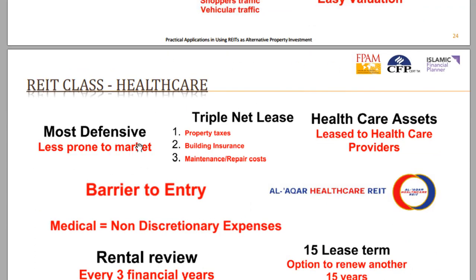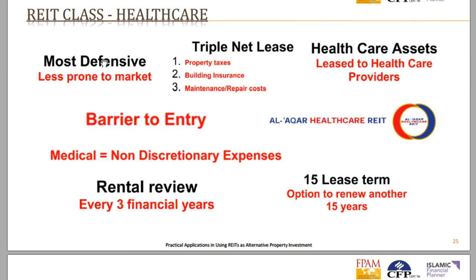Now, healthcare REIT. There's only one healthcare REIT in Malaysia, which is Al-Aqar, and this would be the most defensive. Like industrial REIT, this is also on a triple net lease, meaning that the tenants, instead of the REIT manager, bear all the property taxes, building insurance, and maintenance and repair costs. This is the most resilient, even more than retail REITs, because healthcare is a bit like a basic necessity. They hold private hospitals like KPJ hospitals. People going to hospital is a need, because when people get sick, they will surely go to the hospital. If they can afford it, they will go to a private hospital.